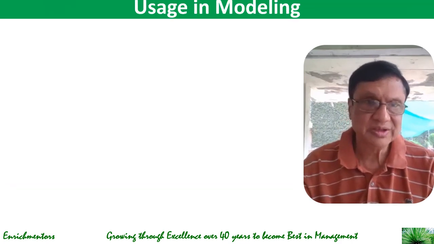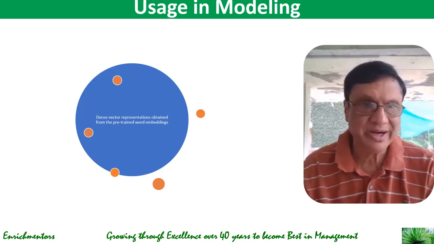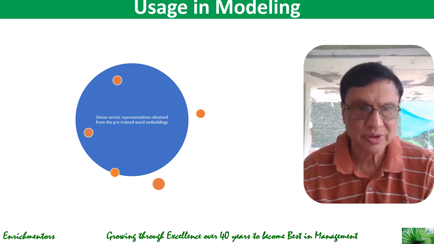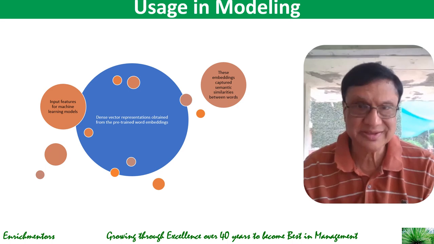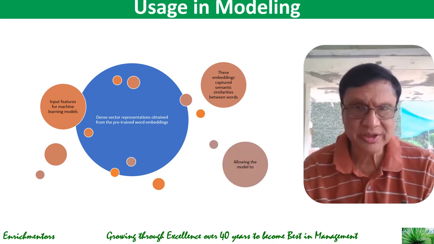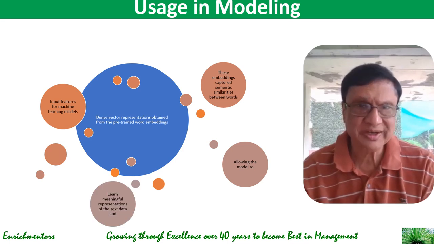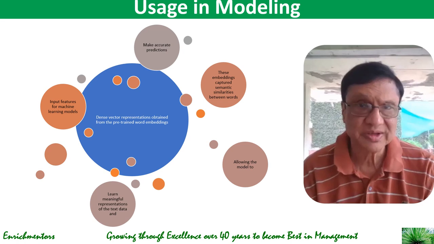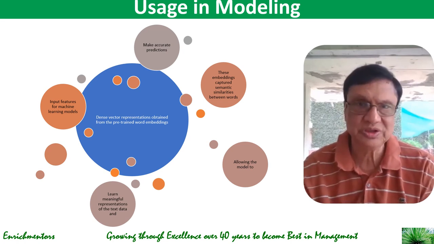So the dense vector representation obtained from the pre-trained word embeddings was used as an input feature for the machine learning models in the sentiment analysis task. These word embeddings captured semantic similarities between words, allowing the model to learn meaningful representations of the text data and make accurate predictions. So this is how the dense vector representations of the 3 reviews were used in the model.